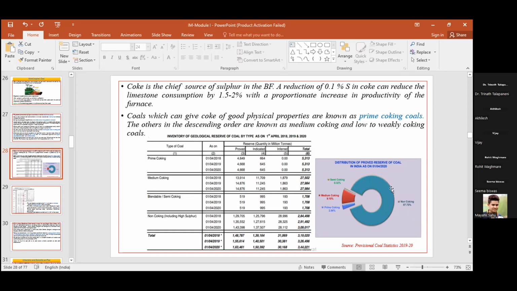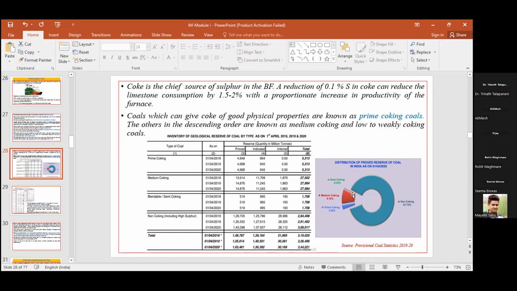So it is clearly seen from this particular picture that we have the maximum amount of non-coking coals. Around 87% of the coal deposits, whatever we have in India, are non-coking coals, which cannot be subjected to the coke making process.